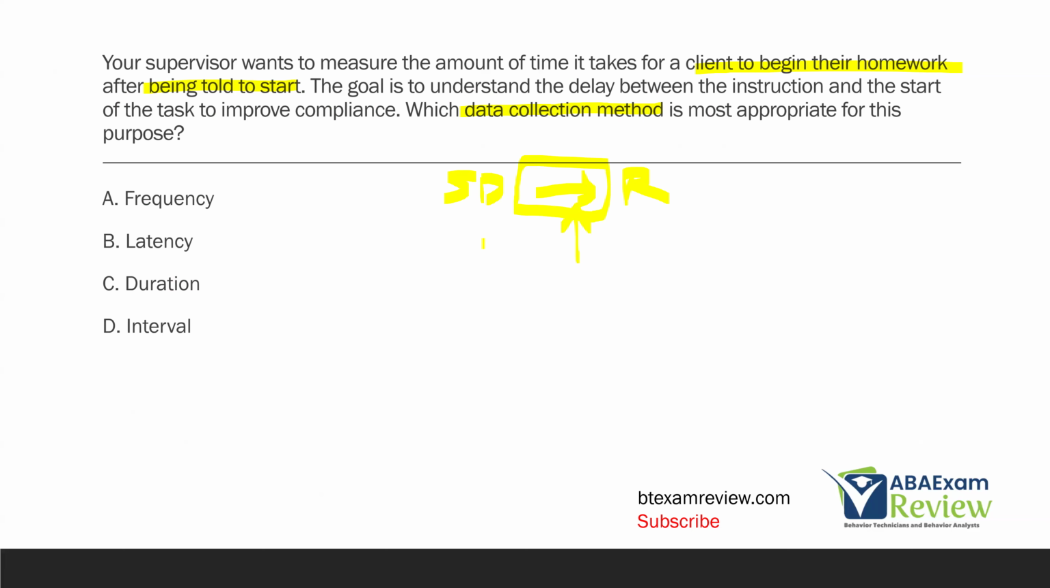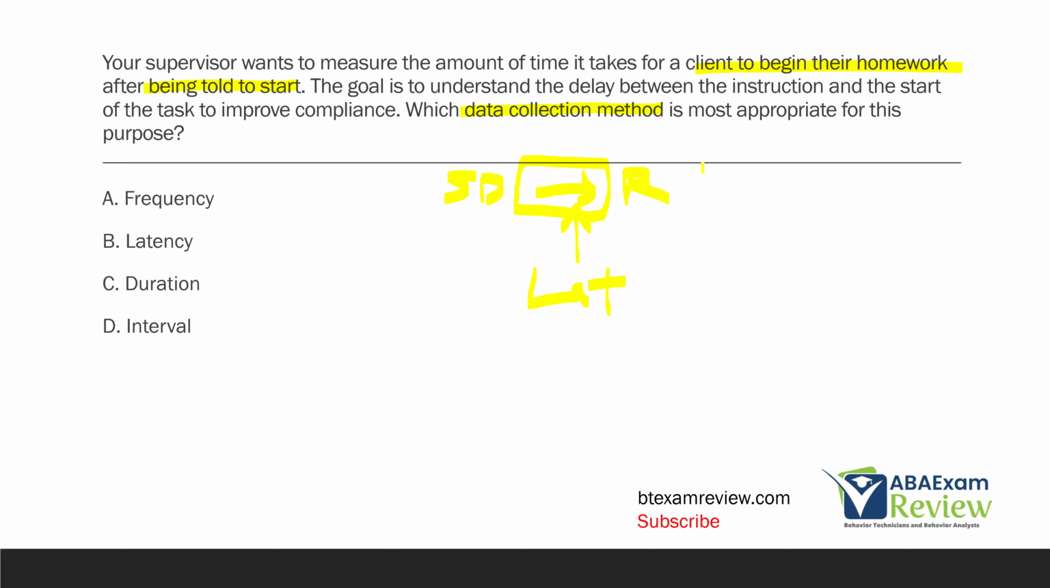Now, what data collection method is going to be best for measuring time in between the SD and the response? A, frequency. Well, frequency is a count. We're not counting anything here. We're looking at time. So frequency is not going to apply. B, latency says what? Latency says how long something takes to begin or to start or to happen after the SD. It's exactly what we're looking for. This is going to be our latency in between the SD and the response.